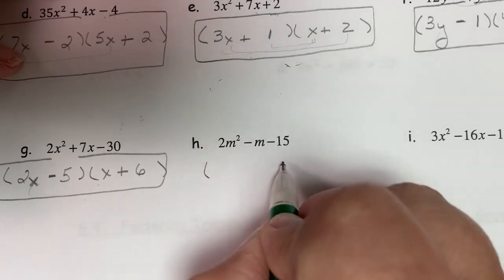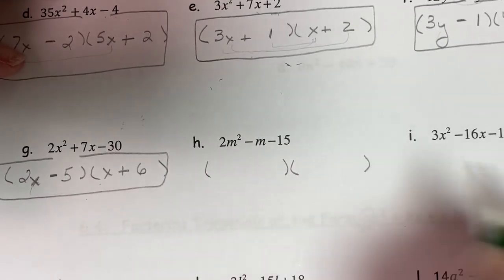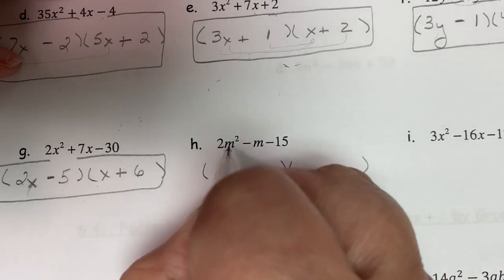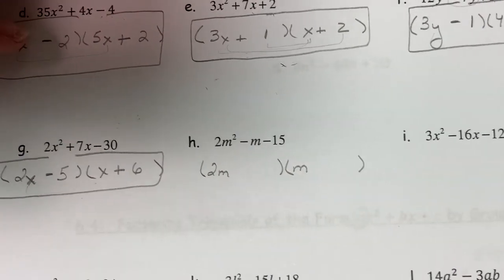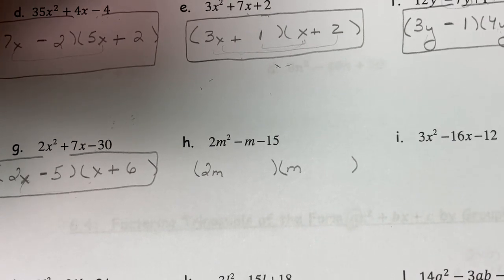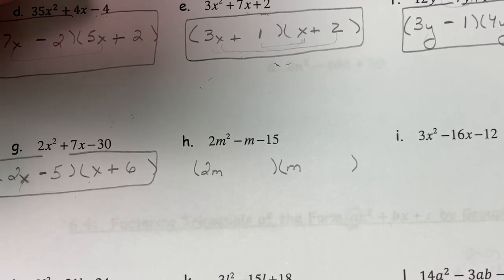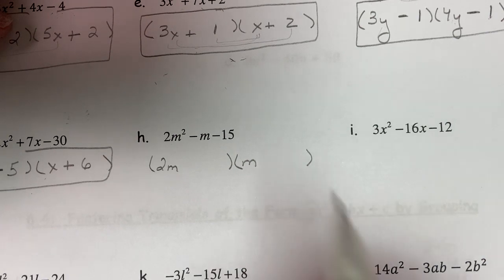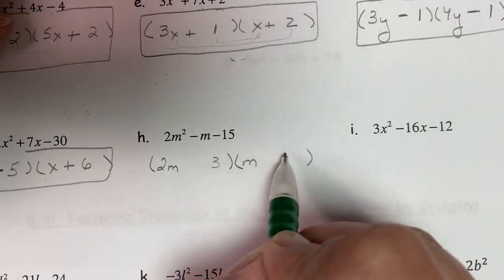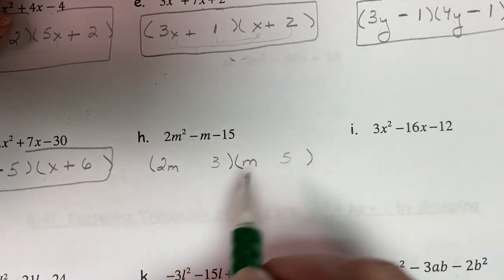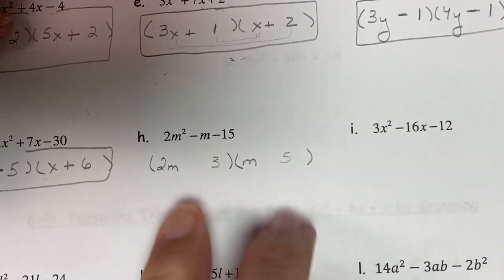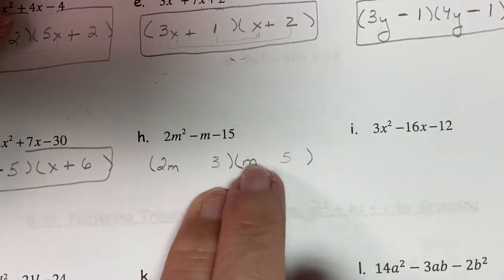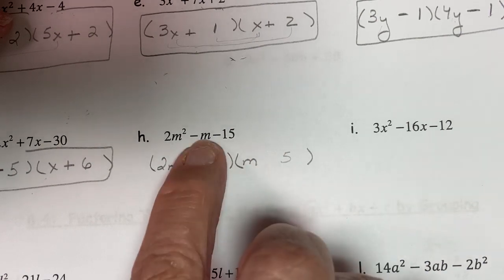H, put me down 2 sets of parentheses. So 2m squared will be 2m and 1m. 15, I can split up into 1 and 15 or 3 and 5. I'm going to try the 3 and the 5 first. So if I put the 3 here and the 5 here, I would get 2m squared. Outside, I would get 10m. Inside, I'd get 3m. I need a negative 1.